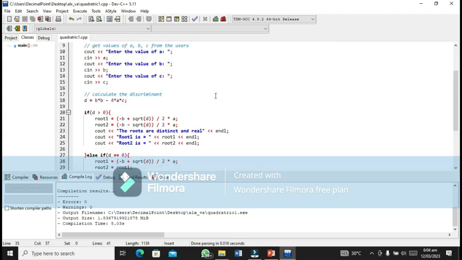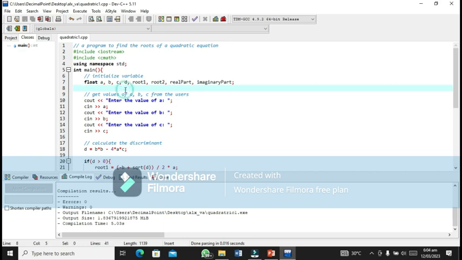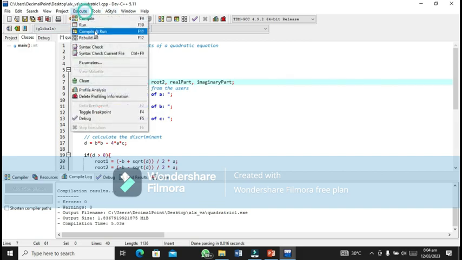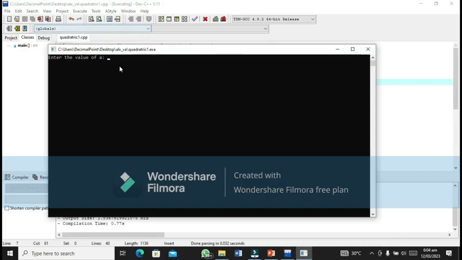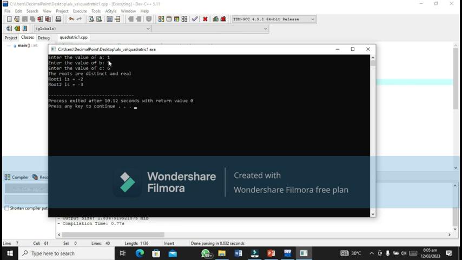Now, the reason why we're having everything joined here is because we have our end line here. So let's look at the quadratic equation where a is equal to 1, b is equal to 5, and c is equal to 6. We're expecting real and different values. Good. So we have the roots are distinct and real, where root 1 is equal to minus 2 and root 2 is equal to minus 3.